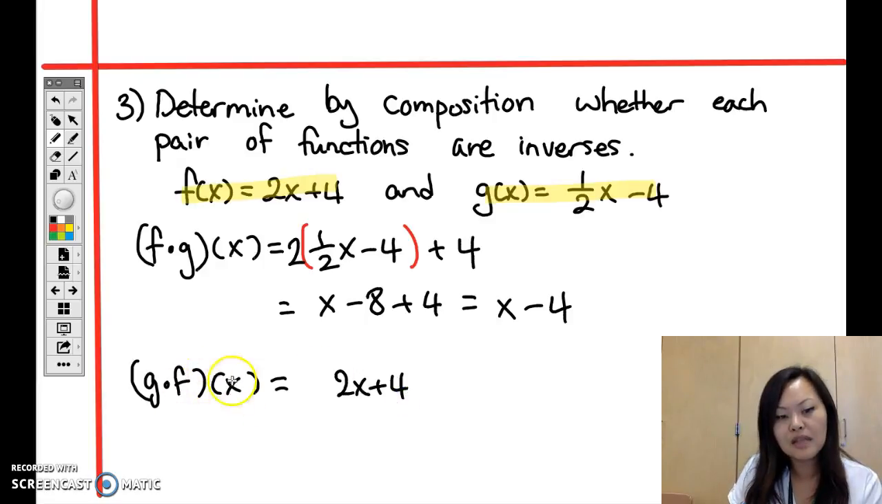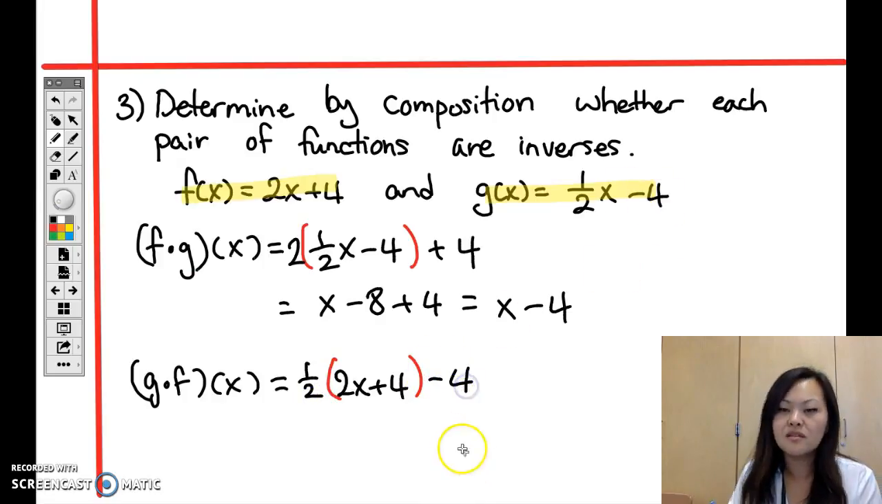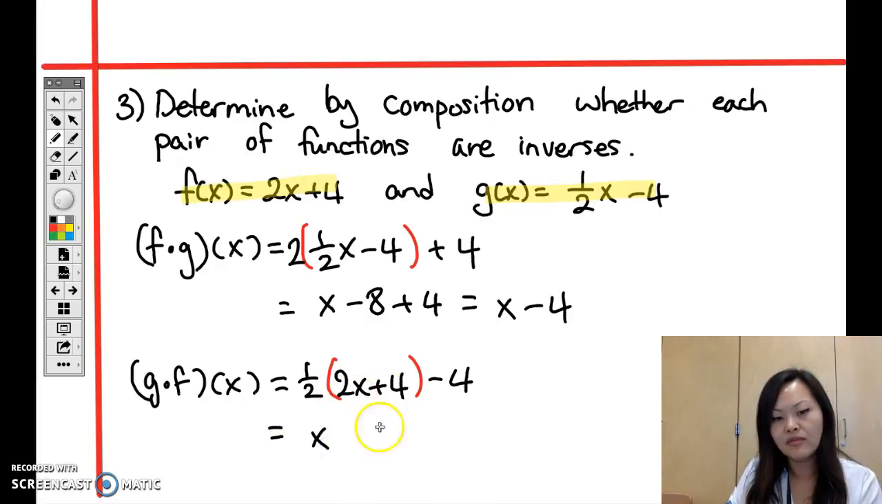Then we're going to put that equation into g of x. So instead of x over here, we're putting in 2x plus 4. I'm going to put this in parentheses because that's going to go in instead of x. I'm going to put 1 over 2 at the front, then minus 4. I hope you understand what I'm doing. So half of 2x is x. Half of 4 is 2, so that's plus 2. And then we have minus 4. So that ends up being x minus 2.